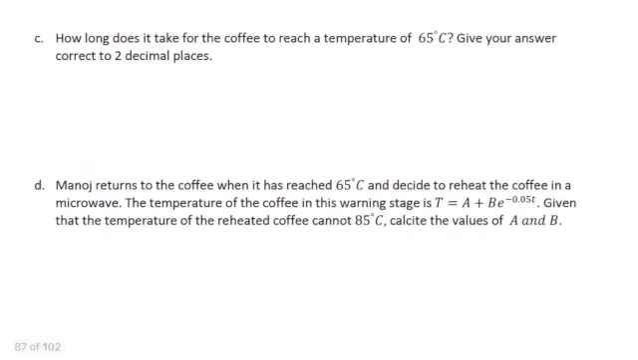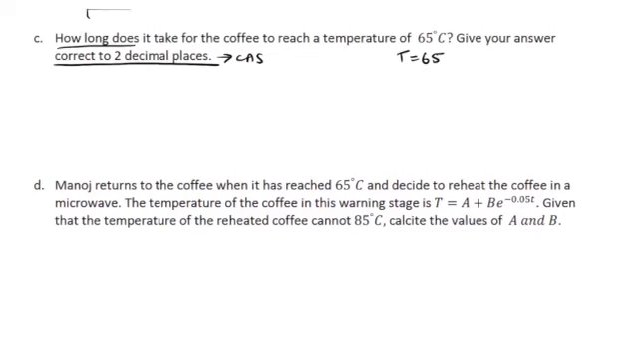Part C, how long does it take for the coffee to reach a temperature of 65 degrees? Give your answer correct to 2 decimal places. The fact that it says correct to 2 decimal places indicates that at some point we will need to use our calculator. So now what we want is capital T to equal 65, and our question of how long indicates that we don't know what little t is going to equal.